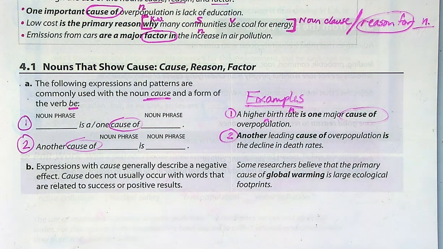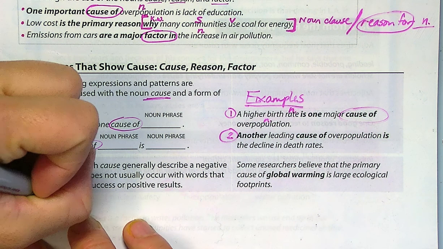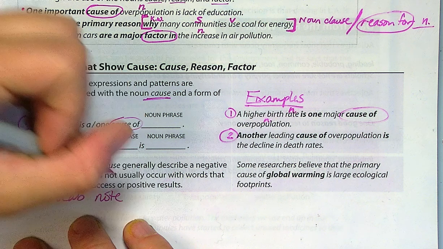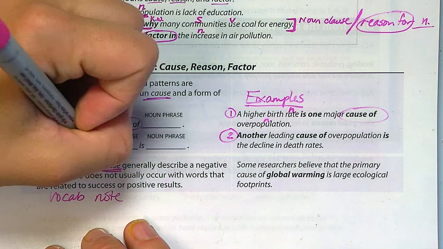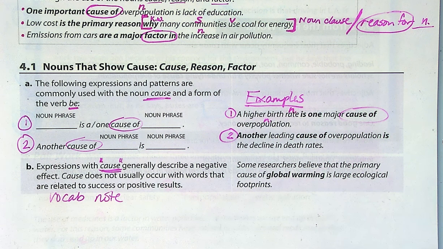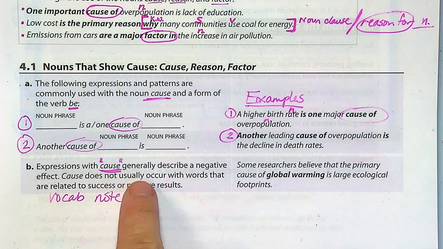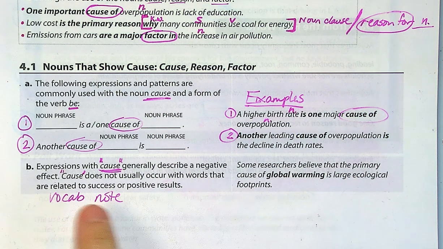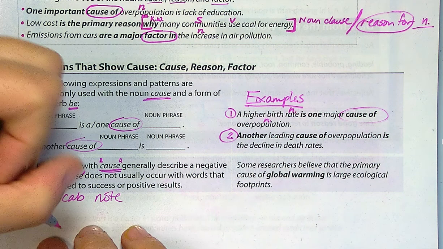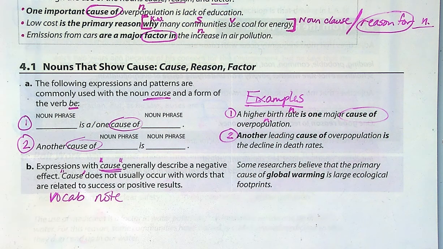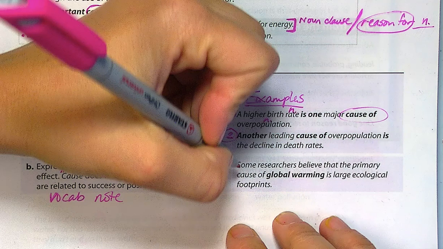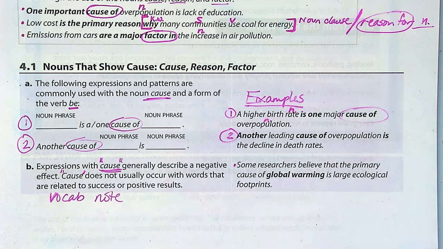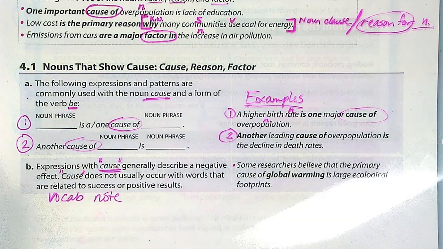Expressions with cause generally describe a negative effect. This is a vocabulary note. Right here, it's a note about the word cause. We usually use the word cause when there's a negative situation. The word cause does not usually occur with positive situations. So this vocabulary word, this word cause, kind of has a negative feeling with it. And we can see this example over here. Let's take a look at the next page.